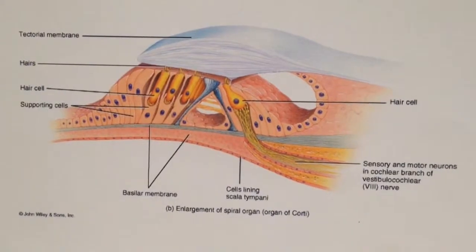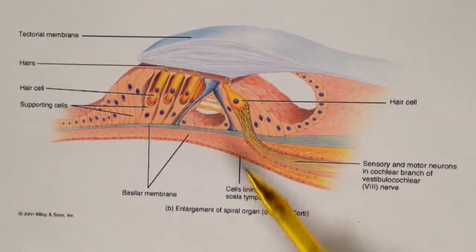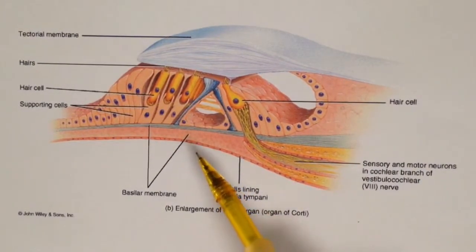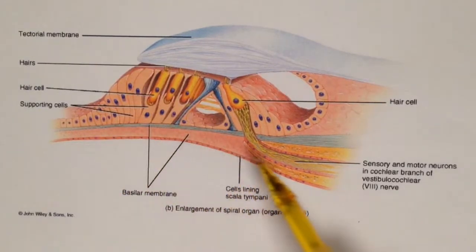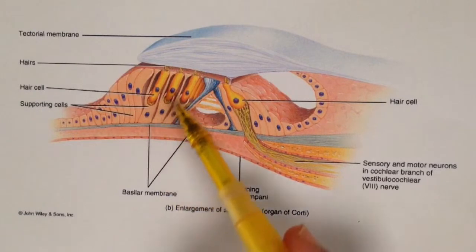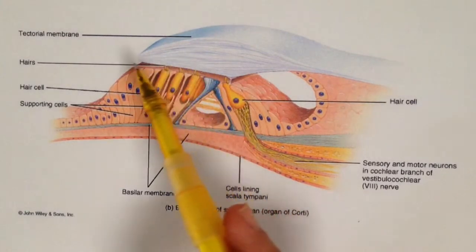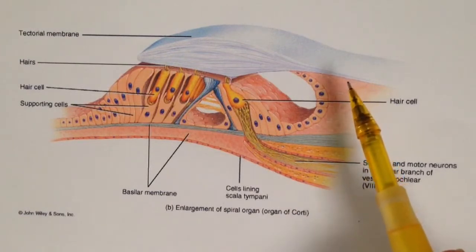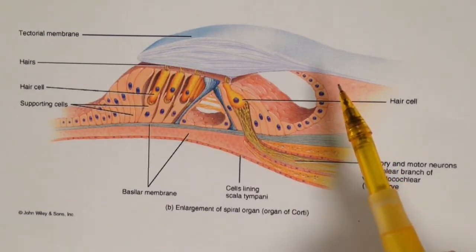Here is the image of the organ of Corti, or the spiral organ. Below is the basilar membrane. Vibration of the basilar membrane pushes hair cells of the spiral organ against the tectorial membrane. Hair cells transduce vibration into graded potentials. Action potentials form in afferent nerve fibers.